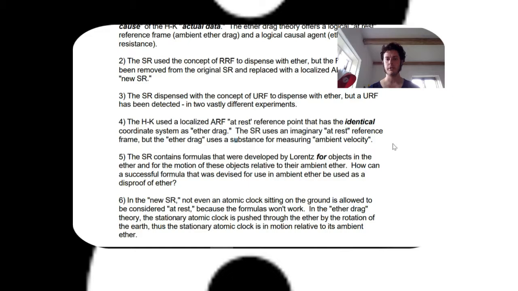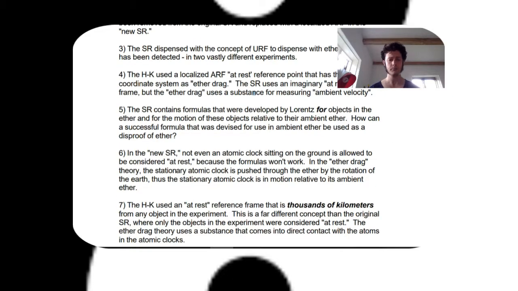The special relativity uses an imaginary at-rest reference frame, but the ether drag uses a substance for measuring the ambient velocity. Number 5, the special relativity contains a formula that was developed by Lorentz for objects in the ether and for the motion of these objects relative to the ambient ether. How can a successful formula that was devised for use in ambient ether be used as a disproof of ether?